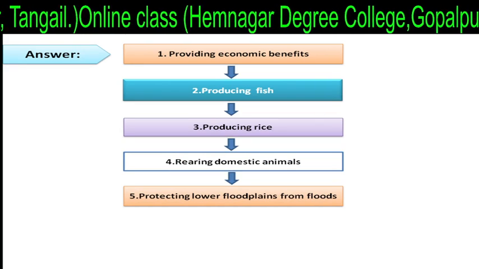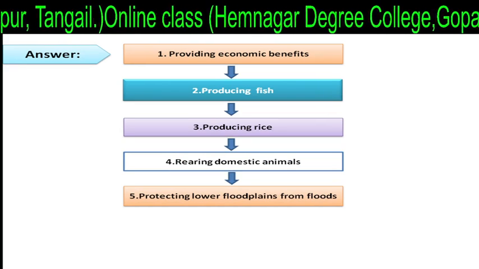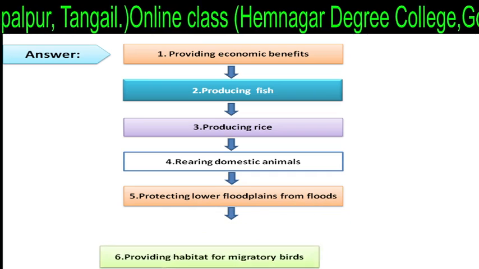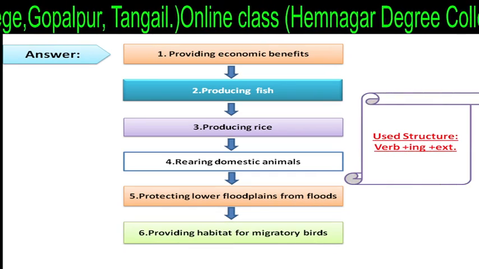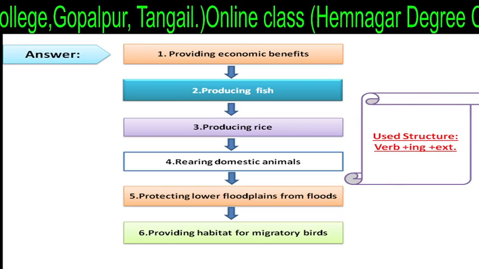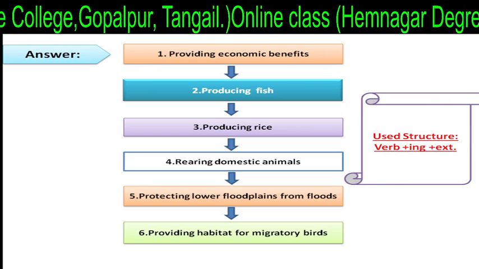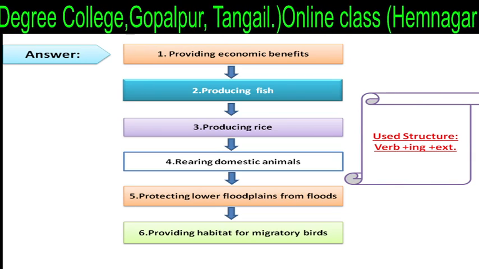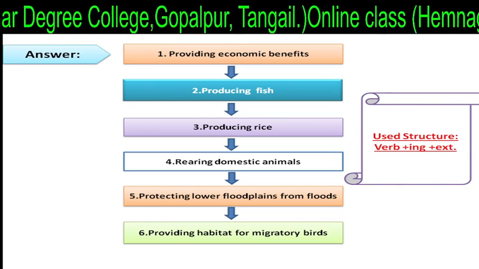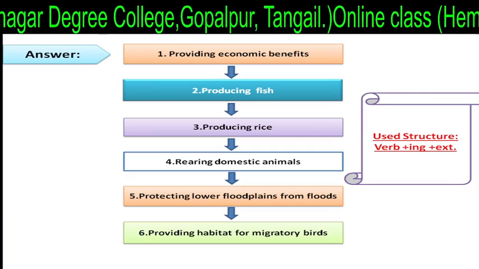Number 5, protecting the lower floodplains from floods. Number 6, providing habitat for migratory birds. Here you can see the structure used, verb plus ing plus extension. So here you have also got the idea about the structure to complete the flowchart.